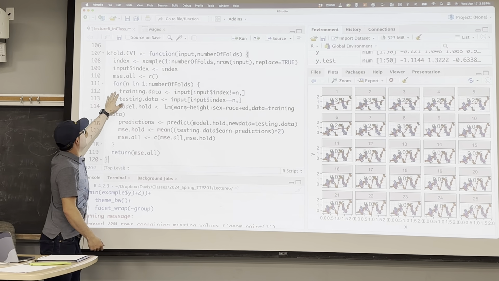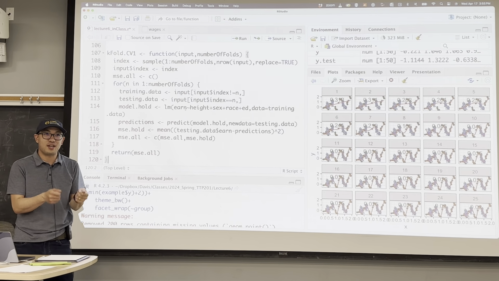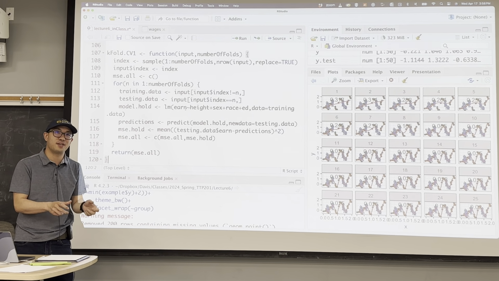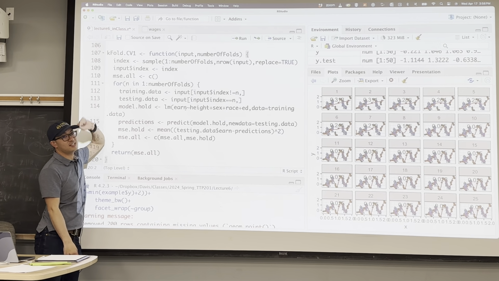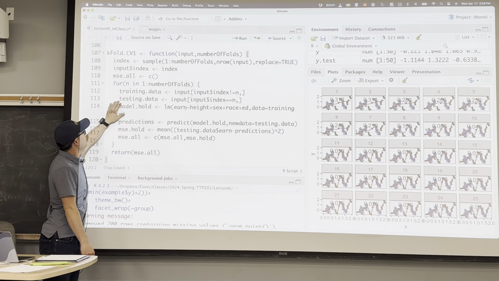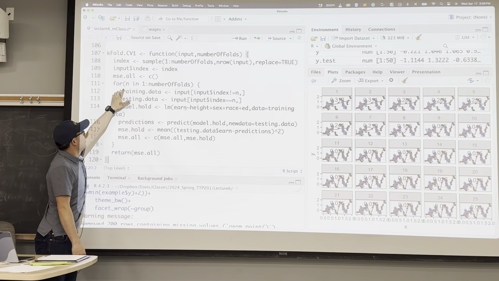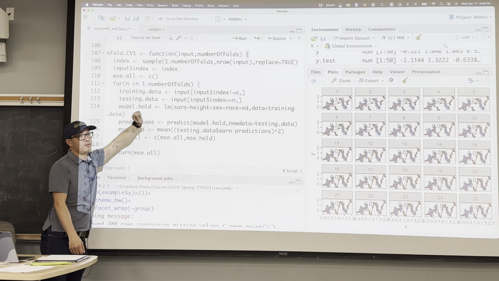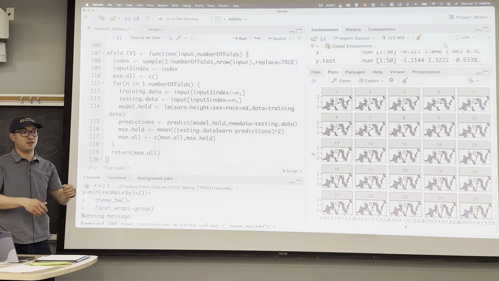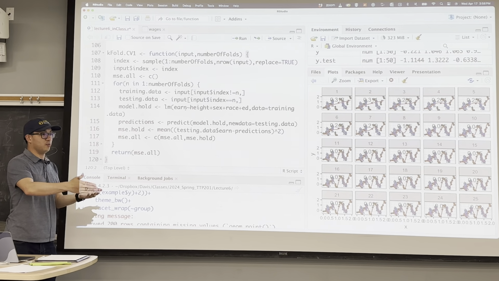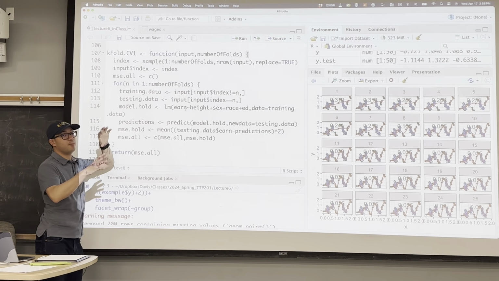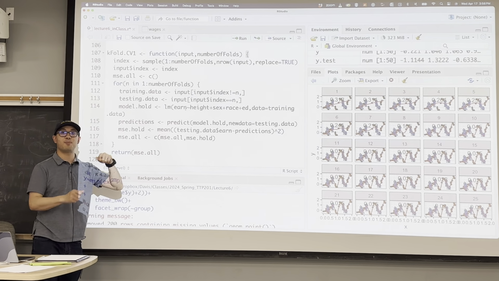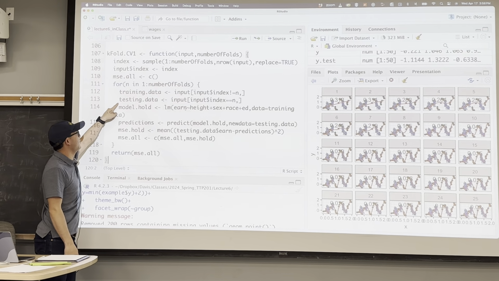I'm setting up an empty bin to hold my MSEs. Remember, every time I said you calculate the out-of-sample mean squared error, put it to the side. When I say put it to the side, we're going to store it into this object. So for n in 1 to number of folds, so for each fold, 1, 2, 3, 4, 5, I'm going to take my original data input and separate it out into training data and testing data.